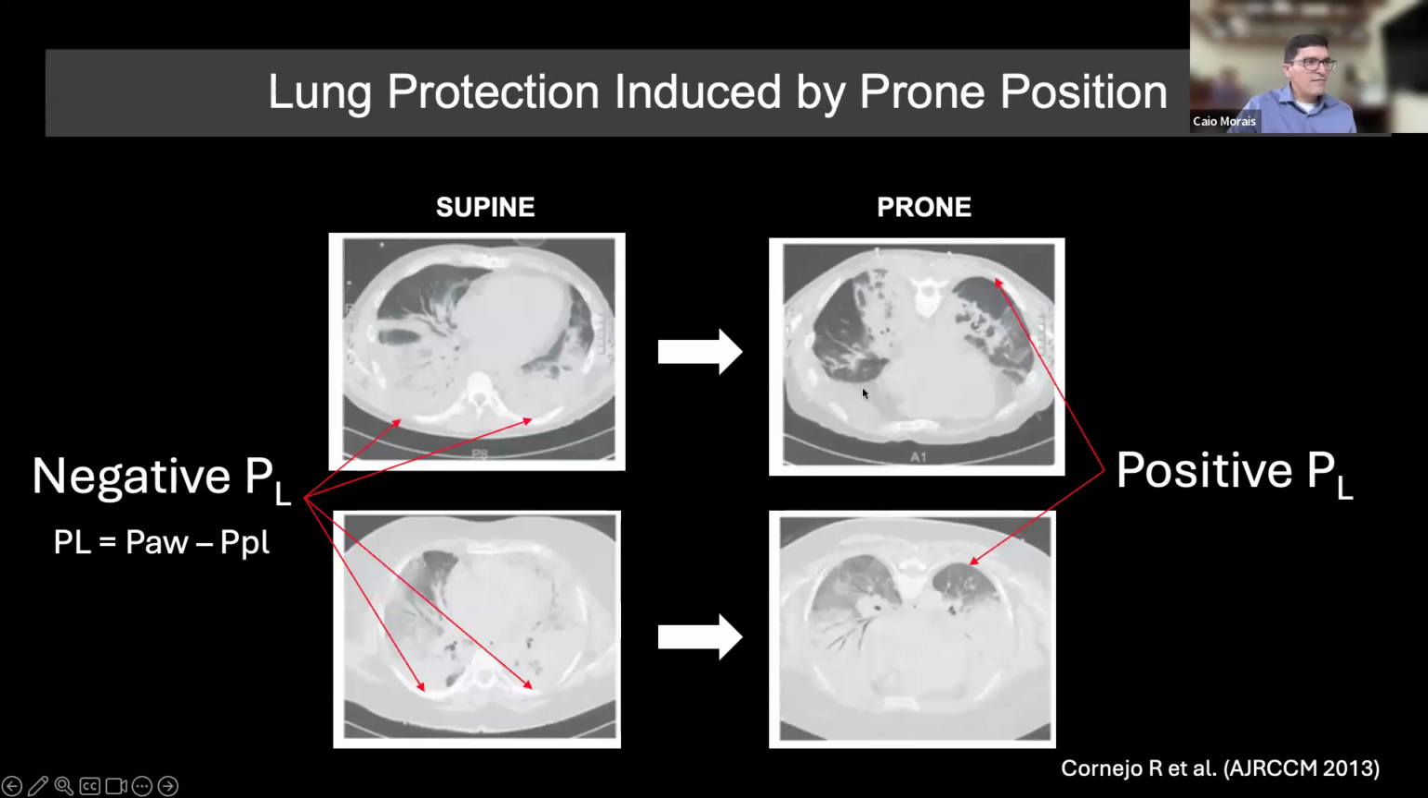We know that the effect for some patients is not as expected. Look, in this case, we have bilateral hypoventilation due to consolidations in supine. When we change to prone, we have only one posterior part of the lung being recruited, but the other is not opening at all. And the other patient below shows a bilateral good response after prone positioning.